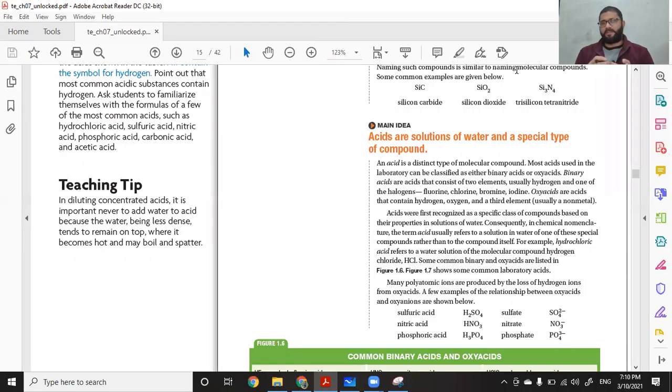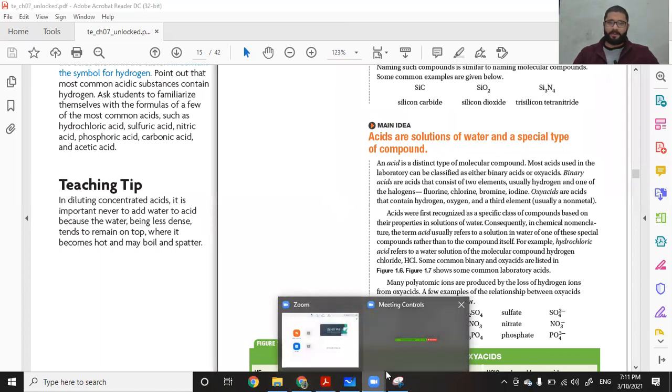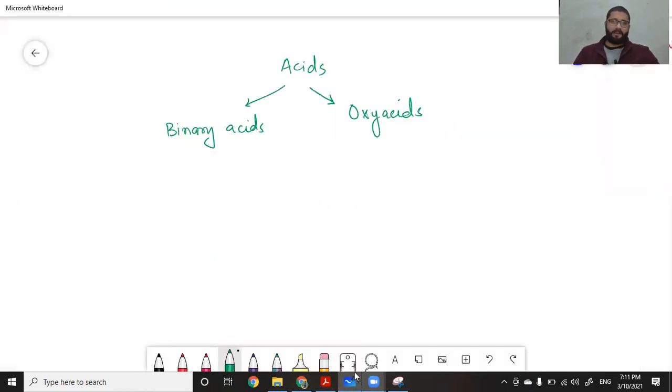The last part of this lesson deals with the acids now. Dear student, acids have a distinct type of molecular compound. Most acids are used in the laboratory for different sorts of chemical reactions. In the laboratory, these acids are classified as either binary acids or oxyacids. The binary acids are acids that contain two elements, and usually these two elements are hydrogen and a halide, a group 17 element.